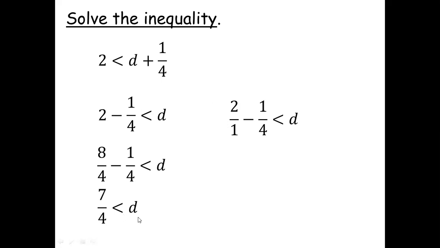This is the answer. So if I write it the other way, keeping the variable always in front, it's going to be D is greater than 7 over 4. So this is how we got the answer as D is greater than 7 over 4. Right. So let's move to the next question.